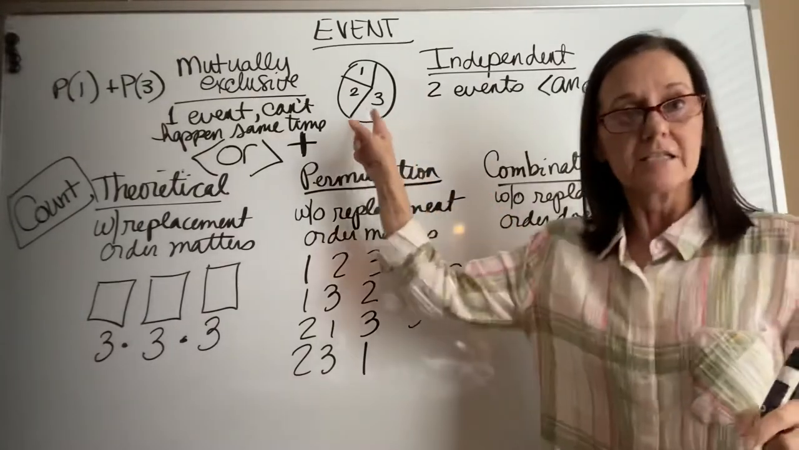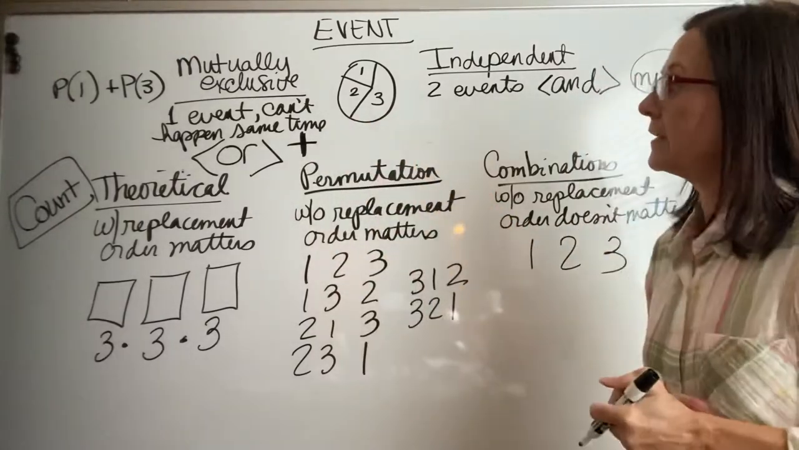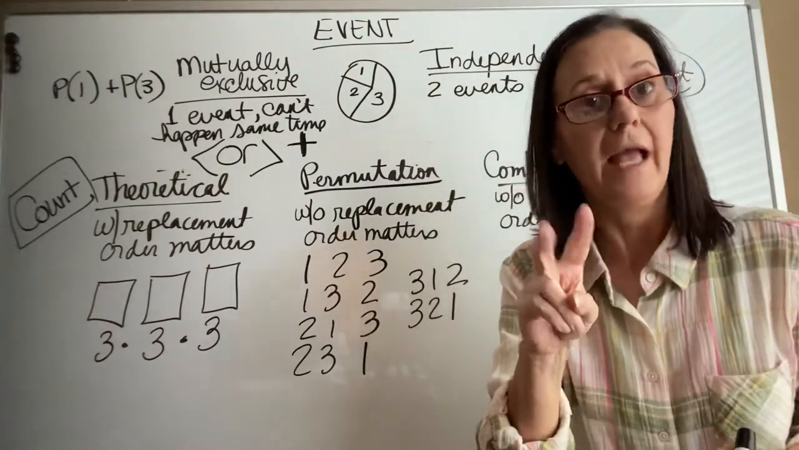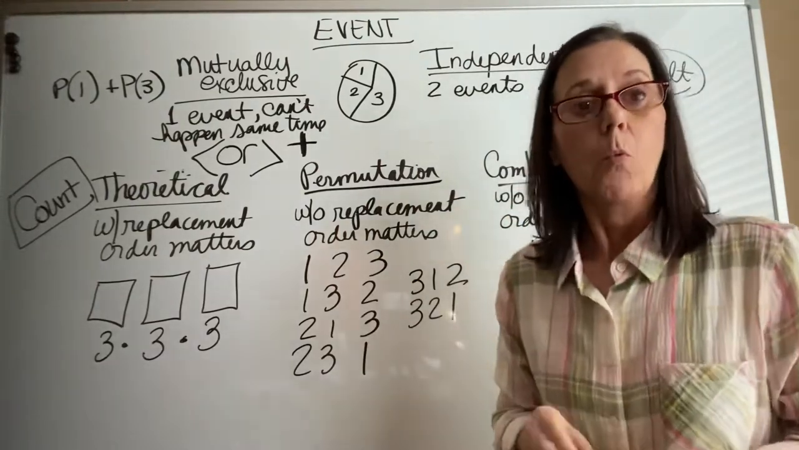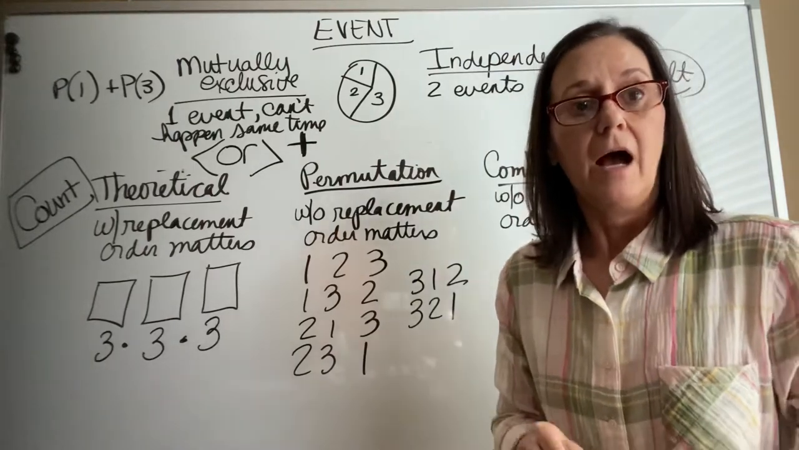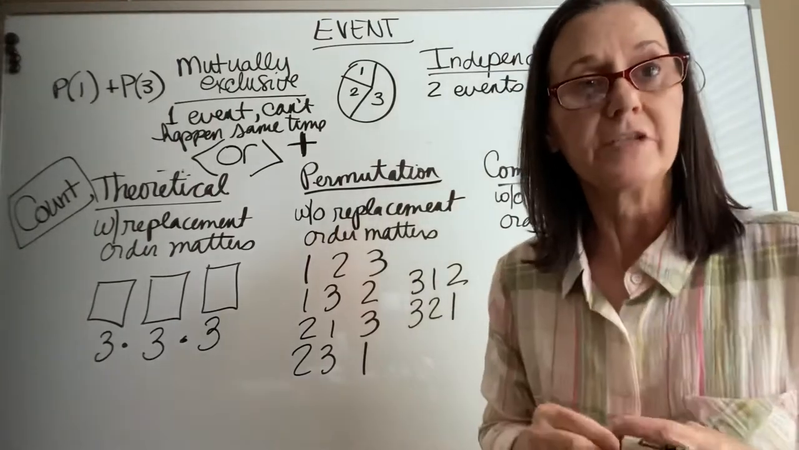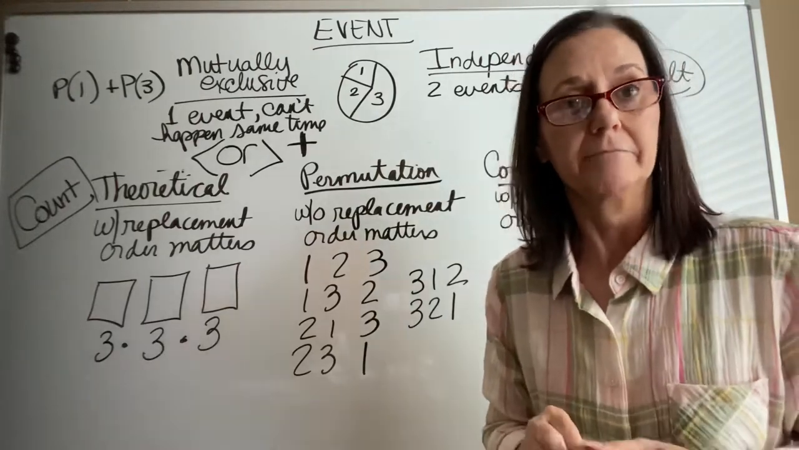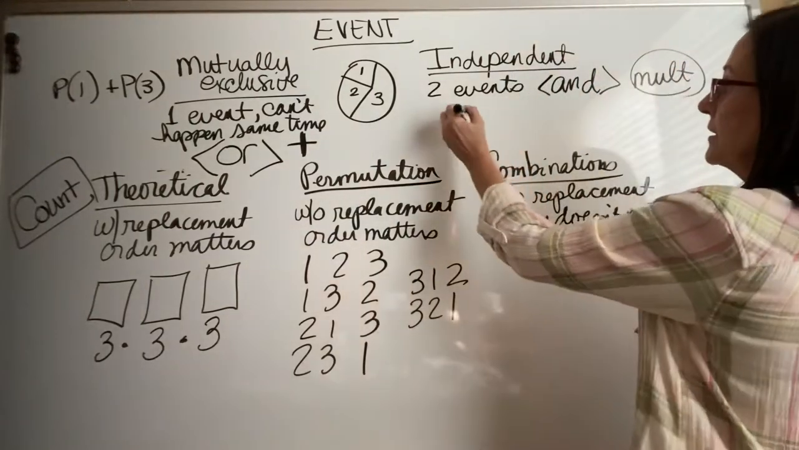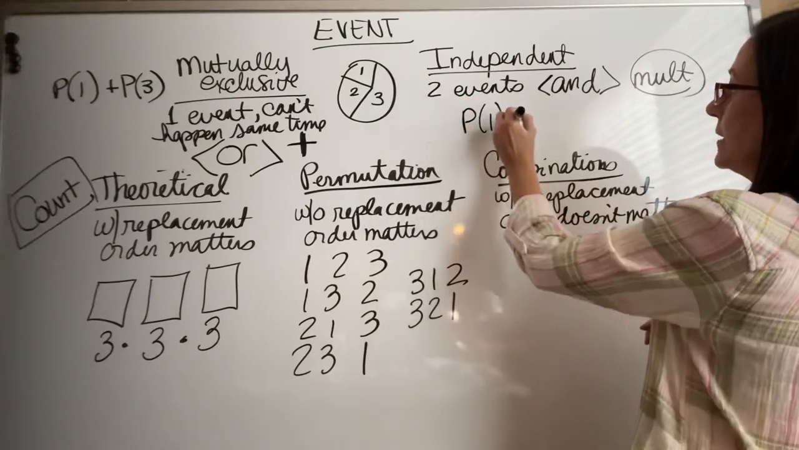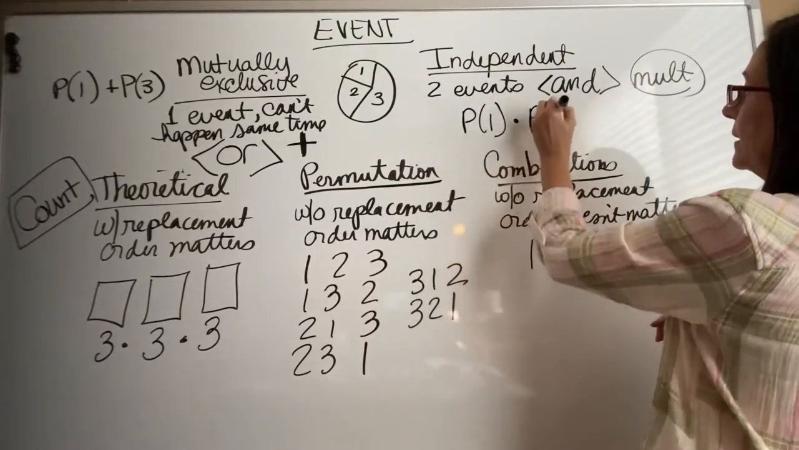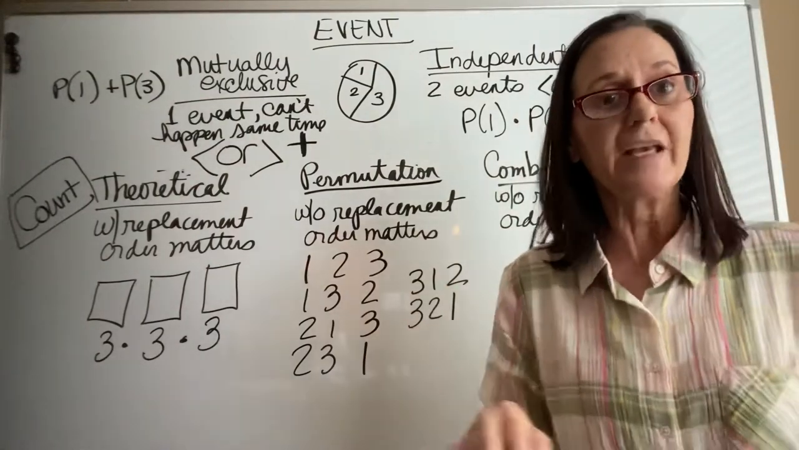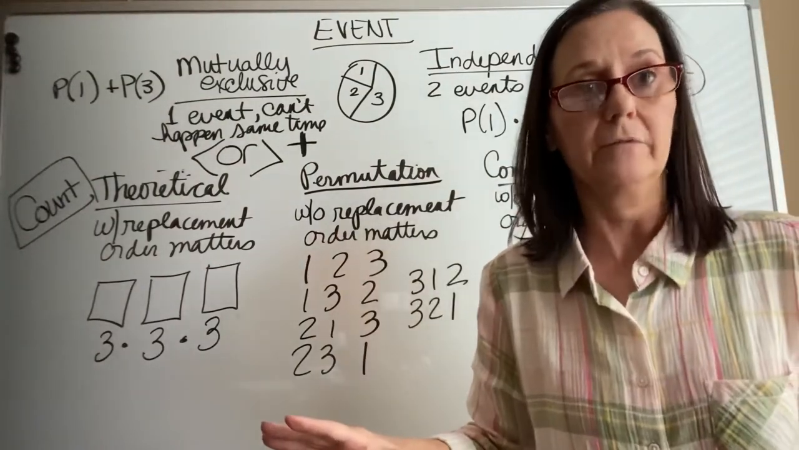All right, so going back to the spinner. Let's say I'm going to spin twice now, and I ask you, what is the probability of landing on a 1 the first time and landing on a 3 the second time? Now I'm going to multiply. It's the probability of landing on a 1 times the probability of landing on a 3. Right? 2 separate events, they have nothing to do with one another.